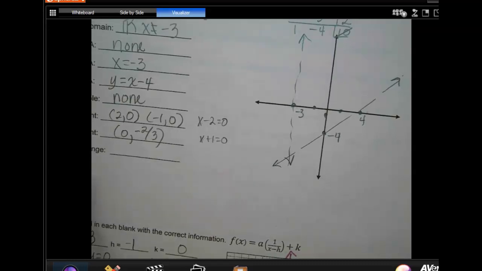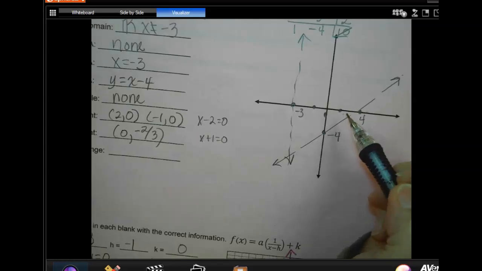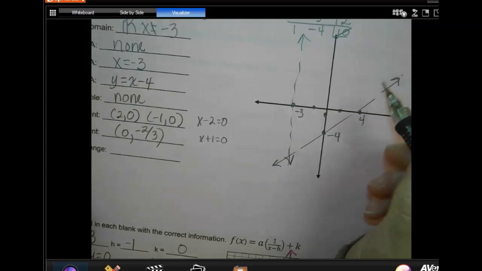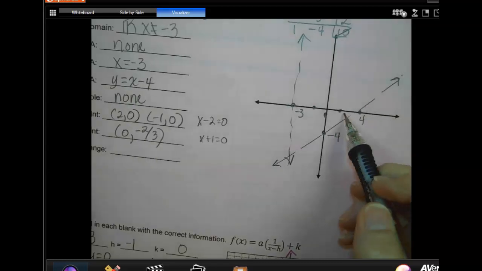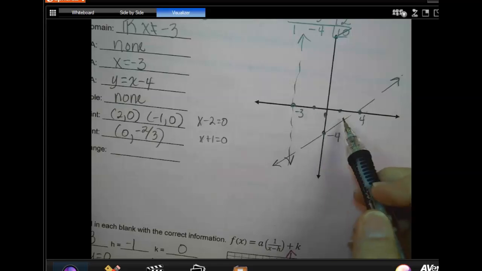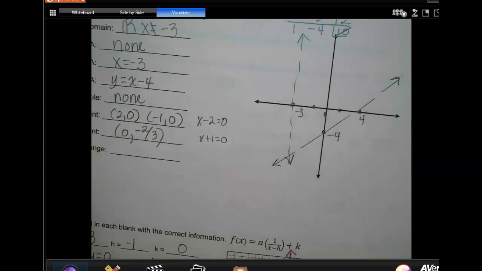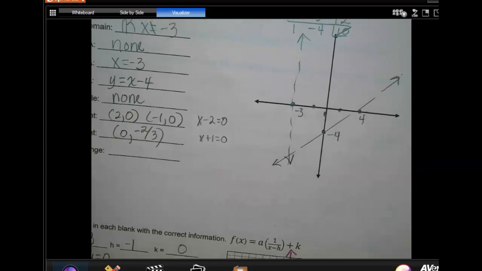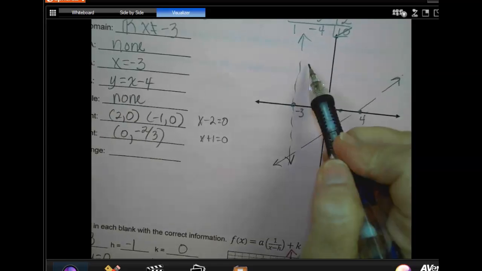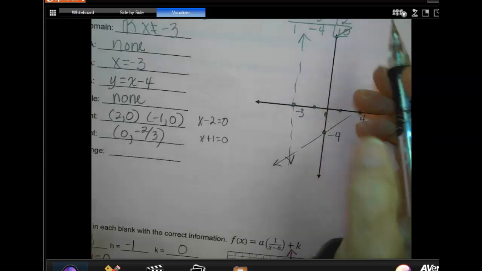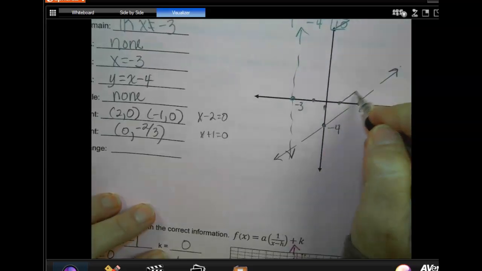So here's what I know, okay? I know you don't like graphing, right? So right here, we're going to connect the dots. And what happens after you connect the dots? What happens over here? It goes towards the slant asymptote, right? And what's going to happen on this side? Slant asymptote. So we're going to go this way.